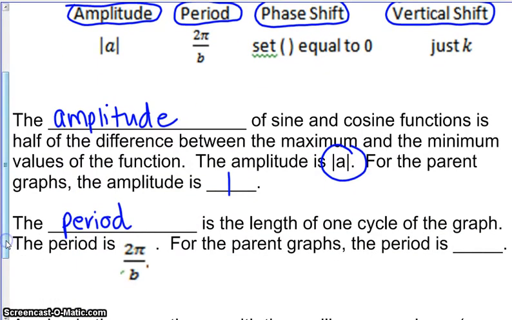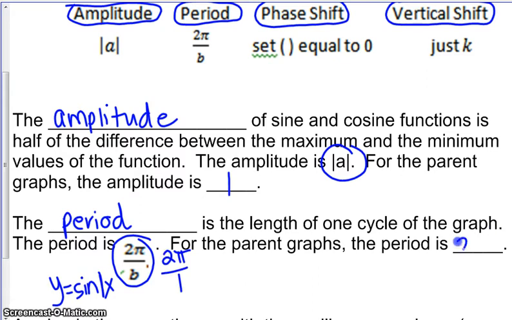So our period is found by doing 2 pi divided by our b value. In our case, when we have y equals sine x or y equals cosine x, the b value is 1. So 2 pi divided by 1 leaves me with a parent graph having a period of 2 pi.